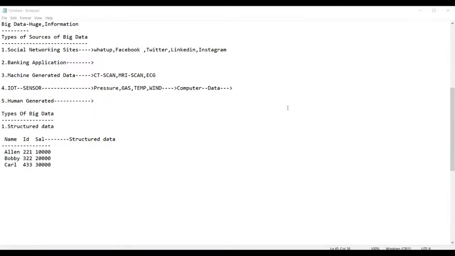Am I audible to everyone or not? Yes. So now, guys, this is what is called structured data. Next one, the second one, is semi-structured data.